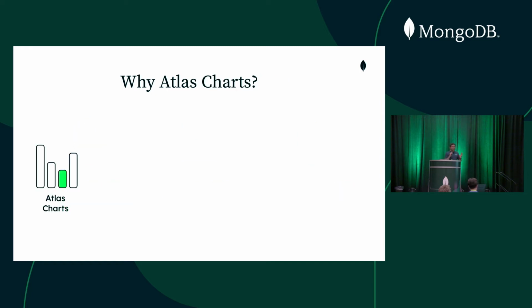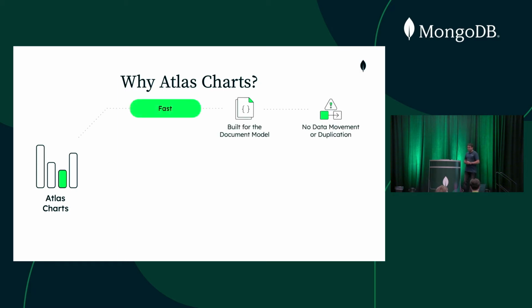So there are hundreds of tools available. Why would you choose Atlas Charts? There are three main reasons. First, it is really fast. It is built for the document model. You can visualize your JSON data in a matter of minutes. Then there is no ETL required for using Charts, so the time to build these insights is reduced, and you avoid creating data silos inside your organization.